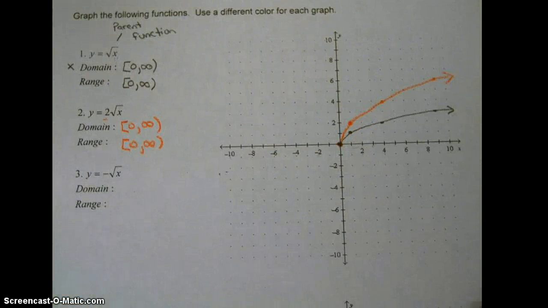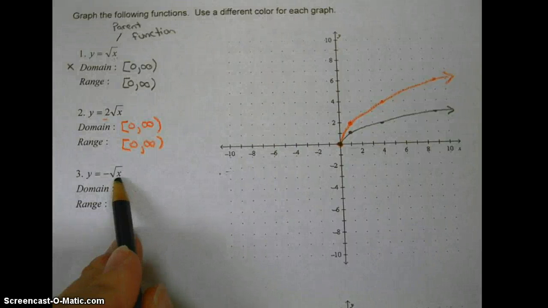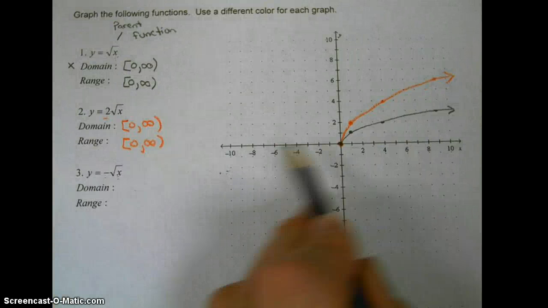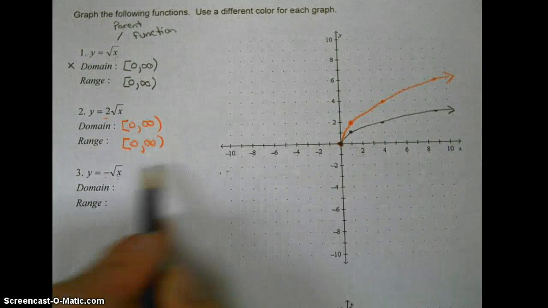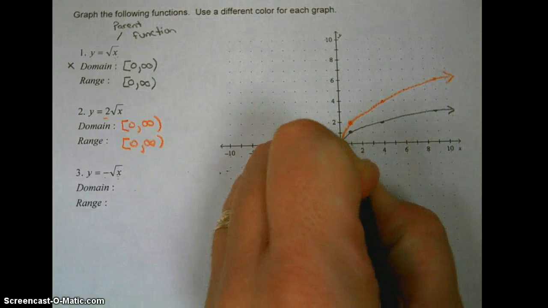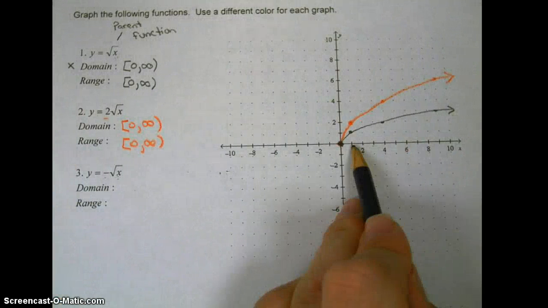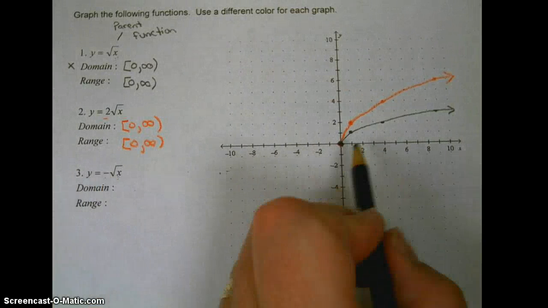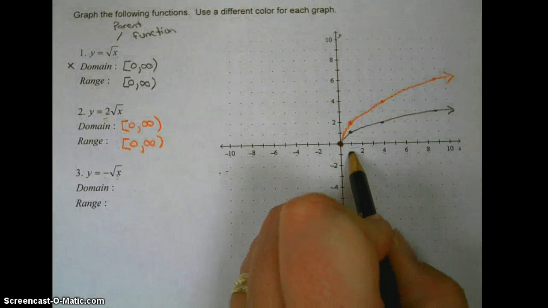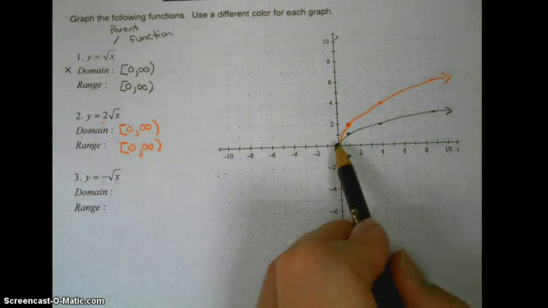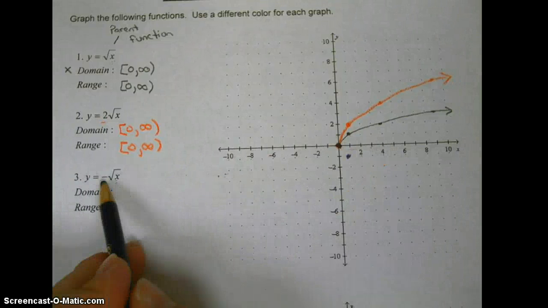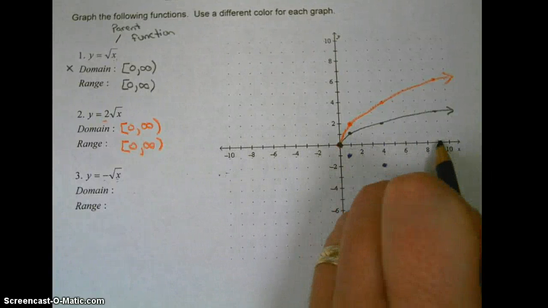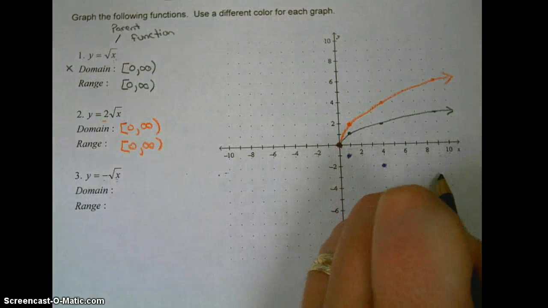Okay, next one. This time, same process. Plug in our input value. This time we're multiplying by -1. So 0, square root of 0 is 0, times -1 is still 0, so we stay at 0. Next input value is 1, square root of 1 is 1. 1 times -1 is -1, so instead of going up 1, we're going down 1. Okay, square root of 4 is 2. 2 times -1, -2. Next perfect square is 9, and we're going to go down 3.